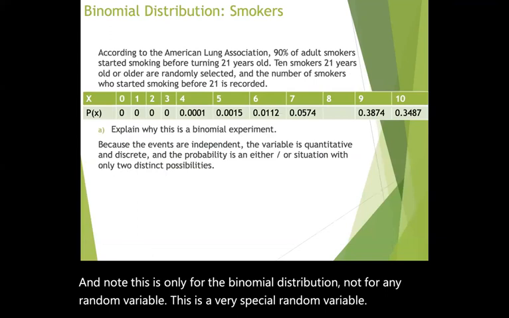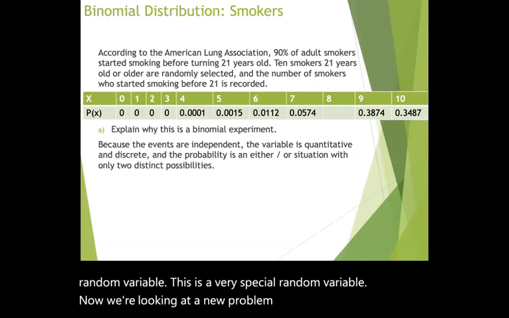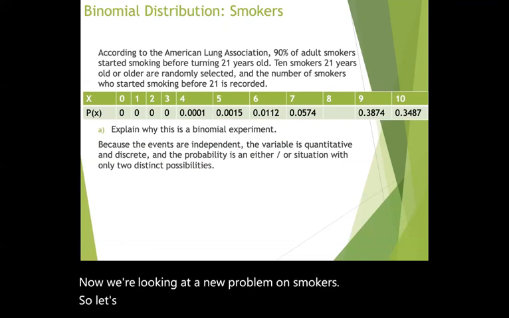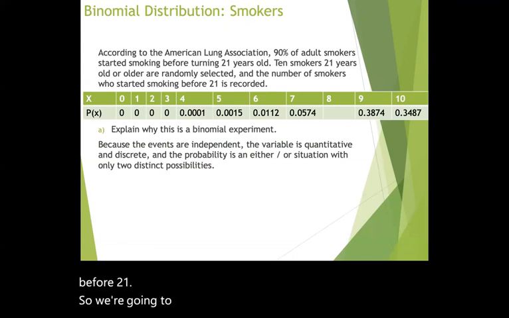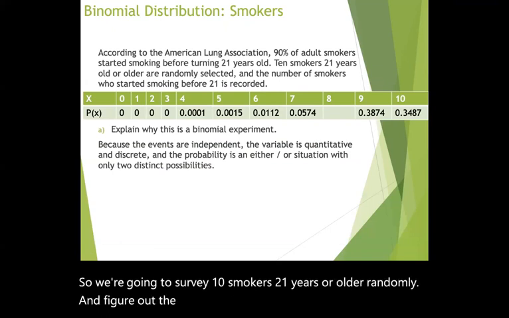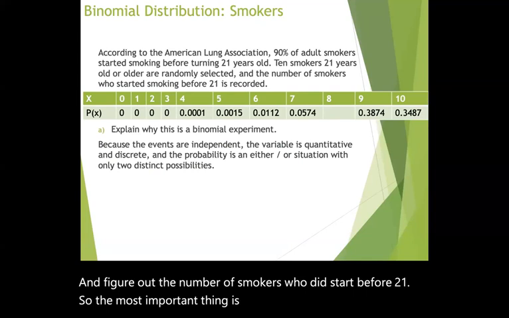Now we're looking at a new problem on smokers. So let's say that in a survey, we find that 90% of adult smokers start before 21. So we're going to survey 10 smokers, 21 years or older, randomly, and figure out the number of smokers who did start before 21. So the most important thing is to notice that it's a binomial experiment and explain why.